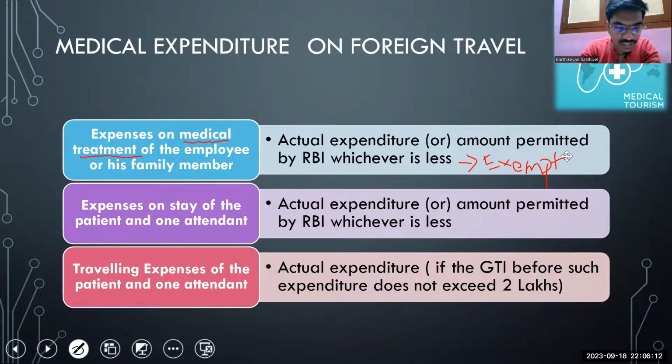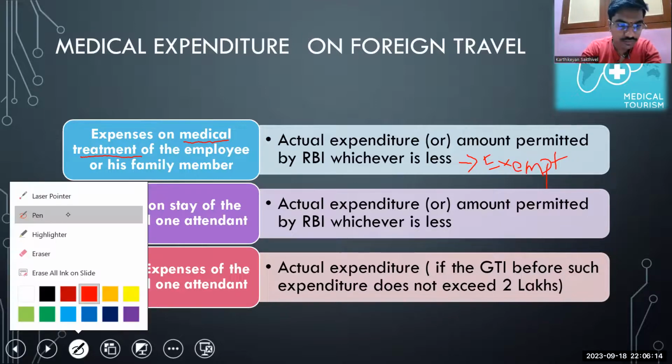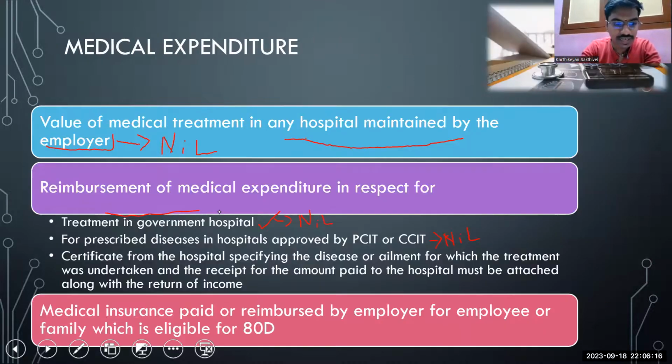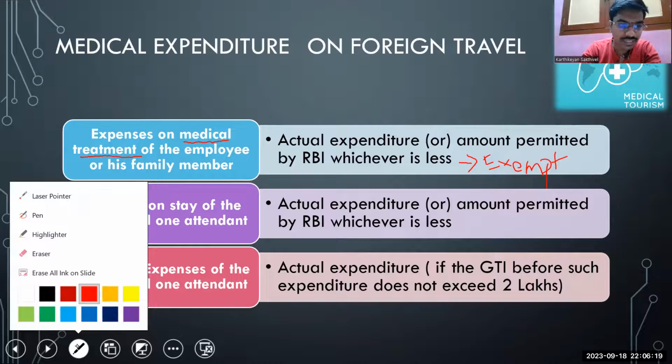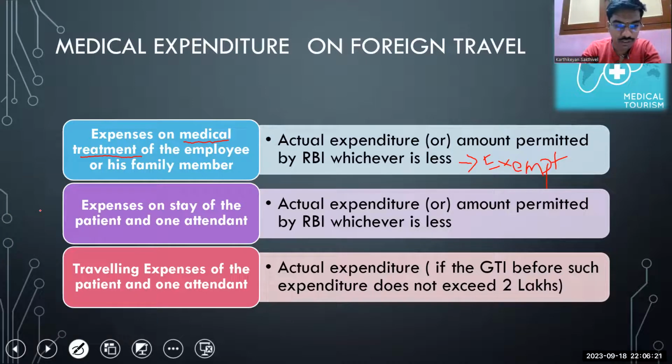After that, expenses on stay of the patient and one attendee. For this also, the actual expenditure or the amount permitted by RBI, whichever is less, is exempt from tax. This amount is exempt. So the remaining amount is taxable.